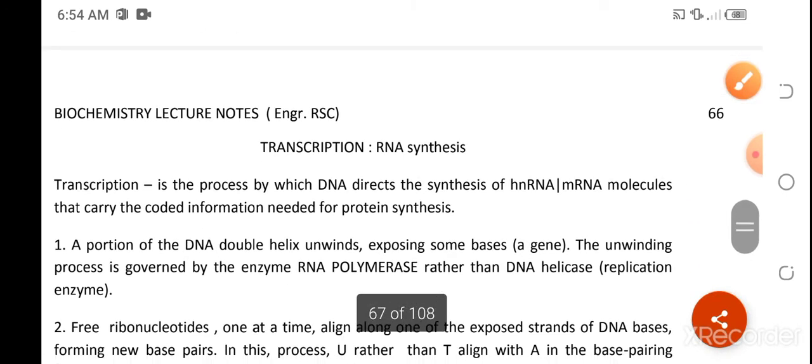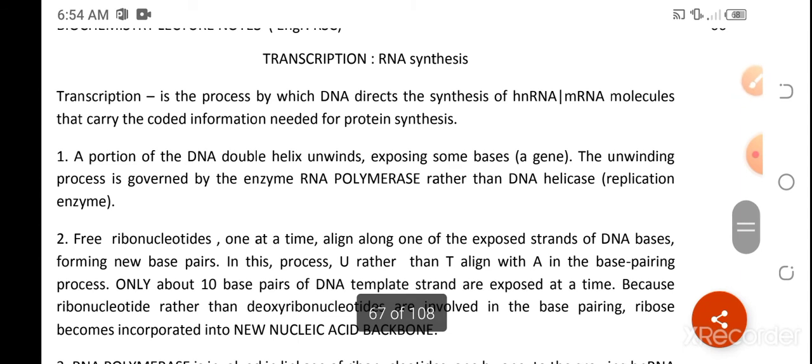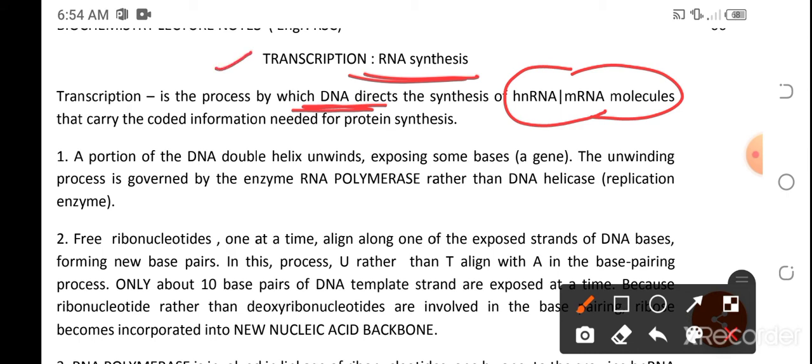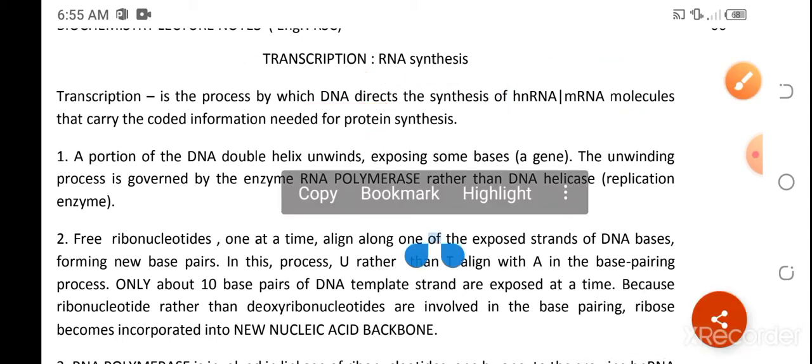Okay, so let's have the first part, the transcription. Transcription is known as the RNA synthesis. So dito maproproduce yung RNA. So with the direction of the DNA, we are going to produce the hnRNA and mRNA molecules during transcription. And we know that mRNA carries the coded information for protein synthesis. Okay, so transcription. We're going to summarize the process by the following steps.